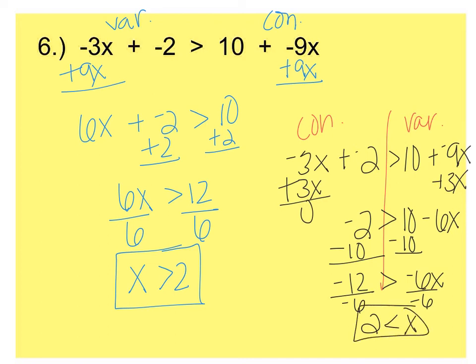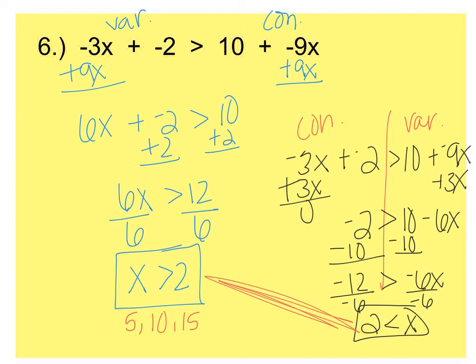Let's think about these two answers. Do they communicate the same thing? X is greater than 2. Think of a number greater than 2. I think of 5, 10, 15. Those are all possibilities for x.